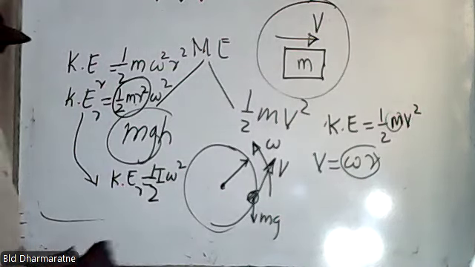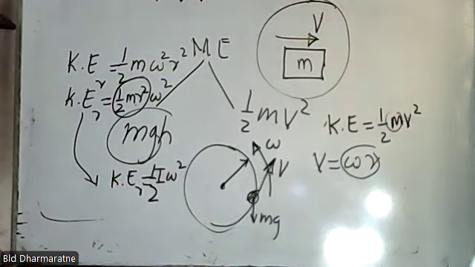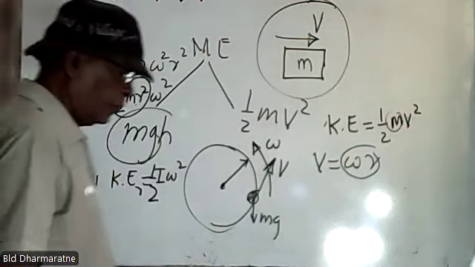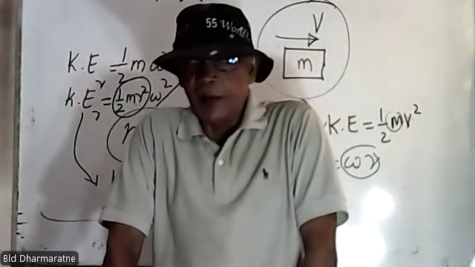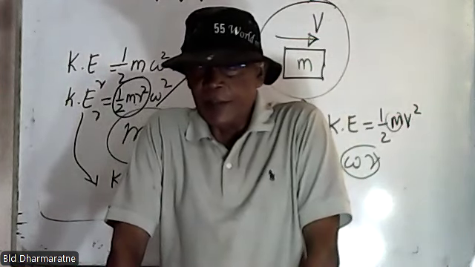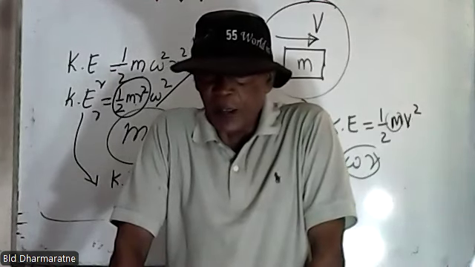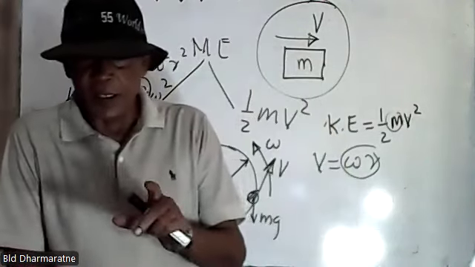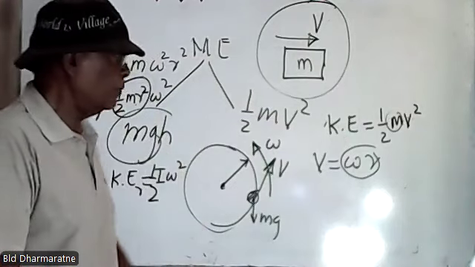Now we are coming to the rolling body's total energy. What is the rolling body's total energy? It can be expressed as the rotating energy plus the linear translation energy. There are two types of kinetic energy: one is rotating, one is linear. Their total is the total energy.